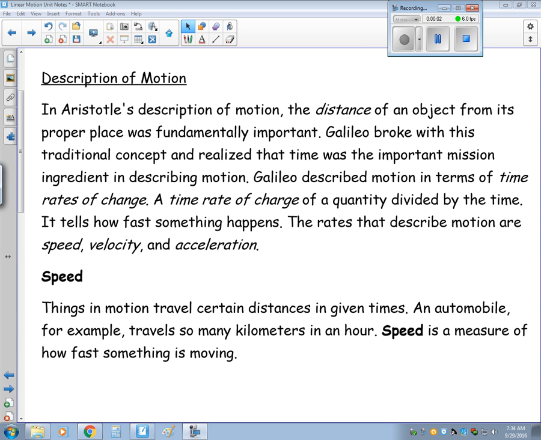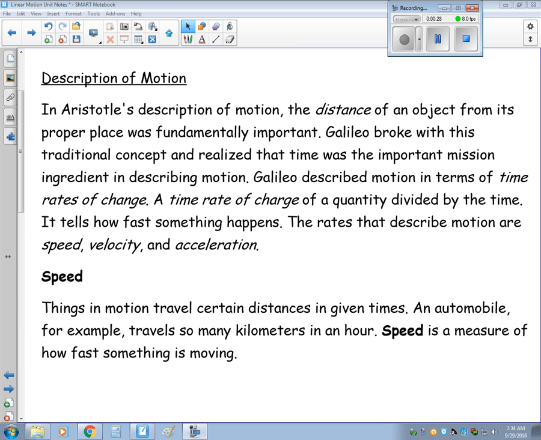This is video 3 for the linear motion. In this one, we wanted to be able to describe motion. So for the Aristotle description of motion, the distance an object from its proper place was what was important. Galileo broke with this tradition by realizing that time is also an important ingredient. So Galileo described motion in terms of time rates of change.